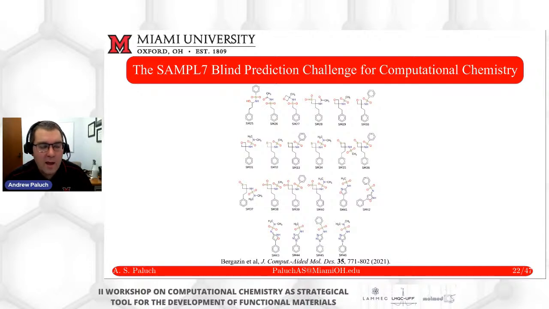When we looked at the 22 molecules provided by GSK, immediately what stood out to us is that there are more reds and blues here, more red and blue in our pictures. And so for sample 7, we'd expect that hydrogen bonding is going to be more important, or to have a larger role in the solvation of these compounds.